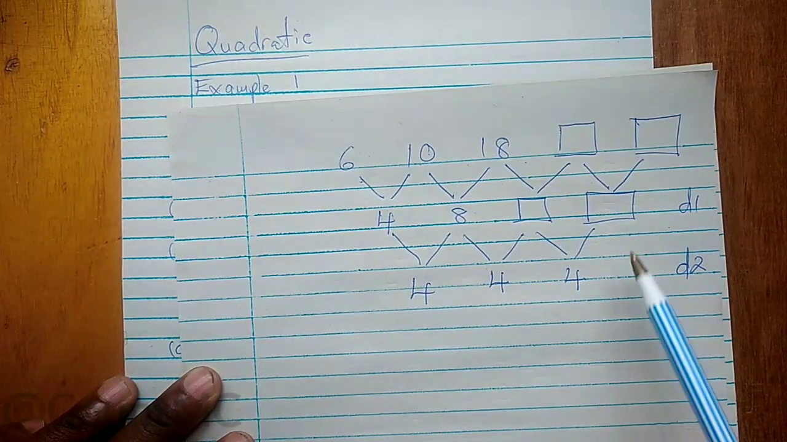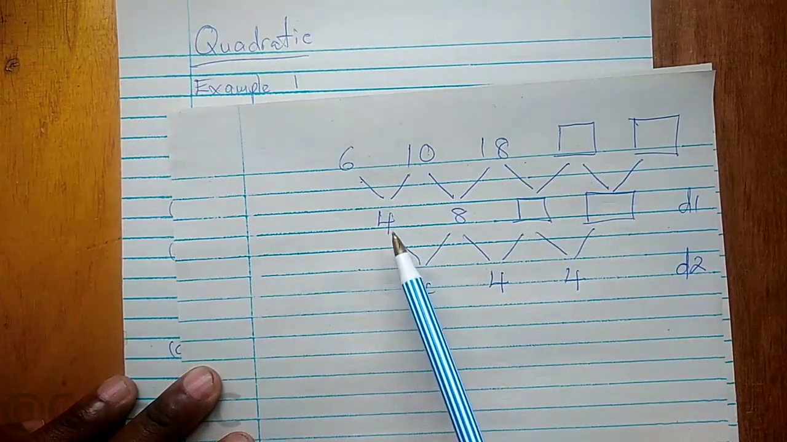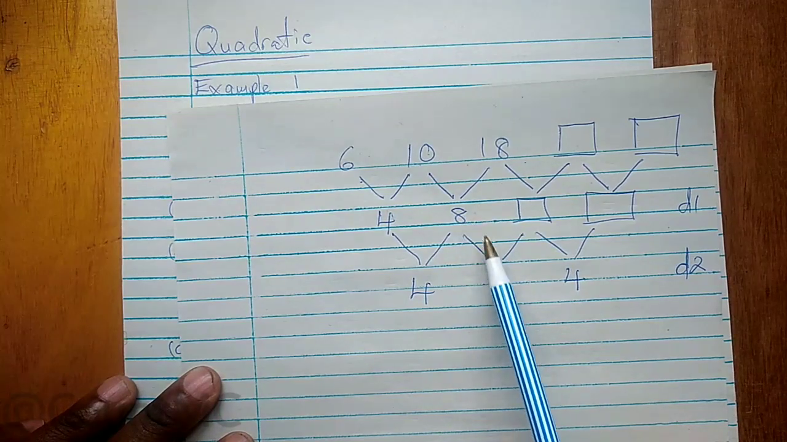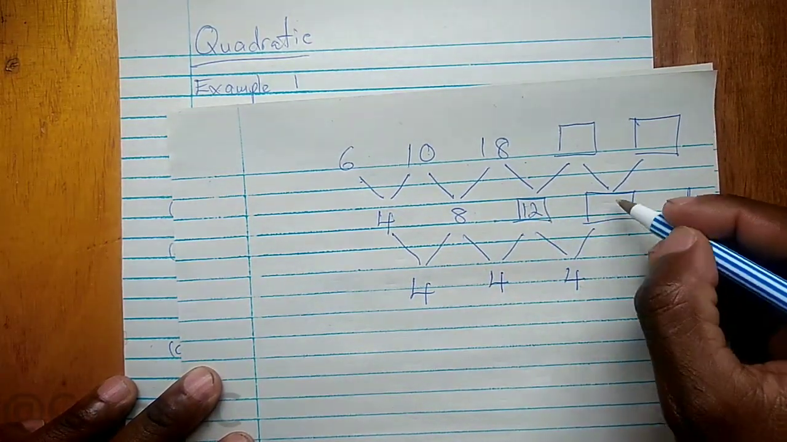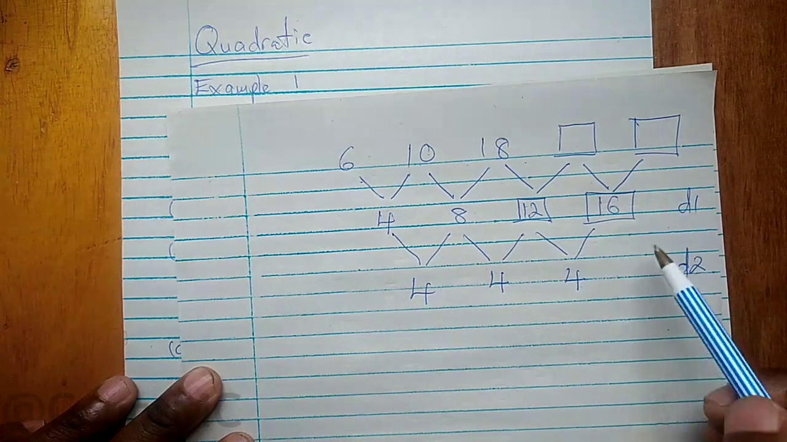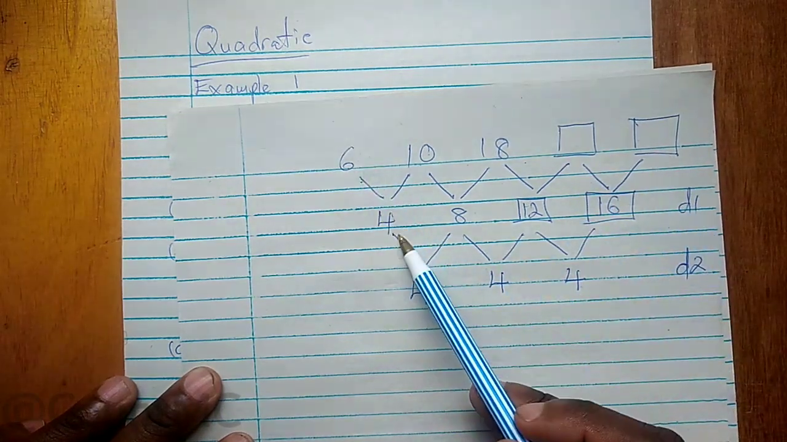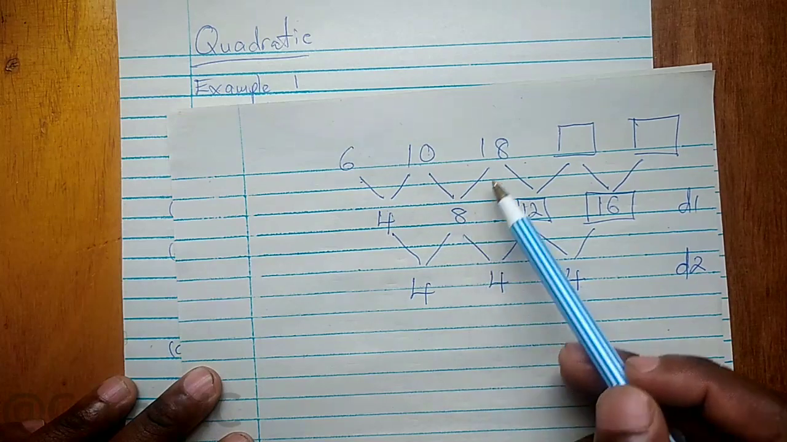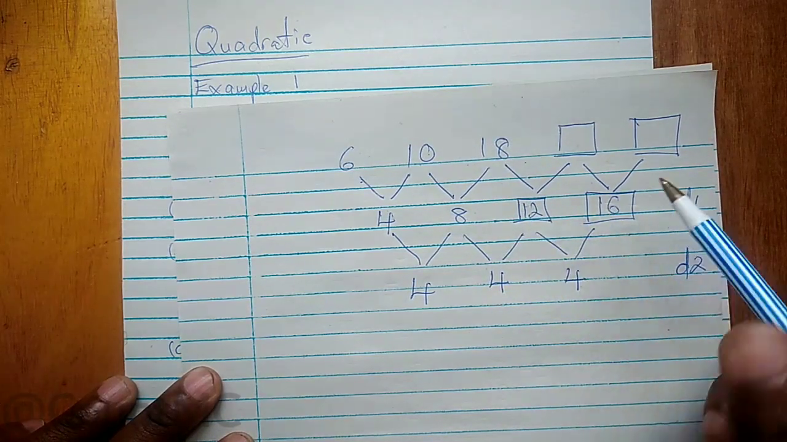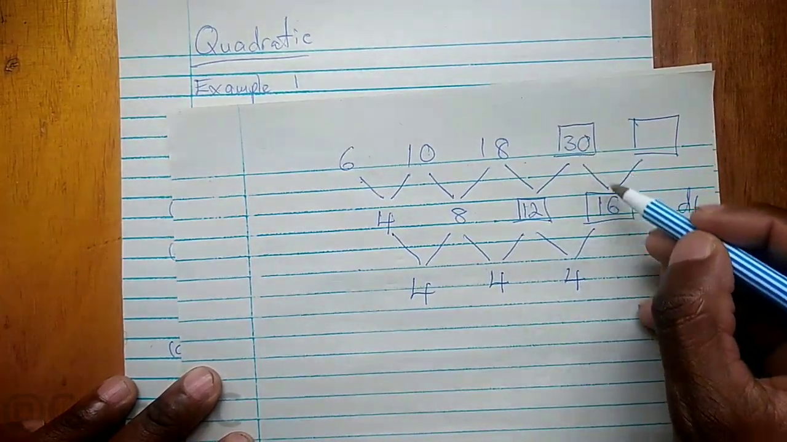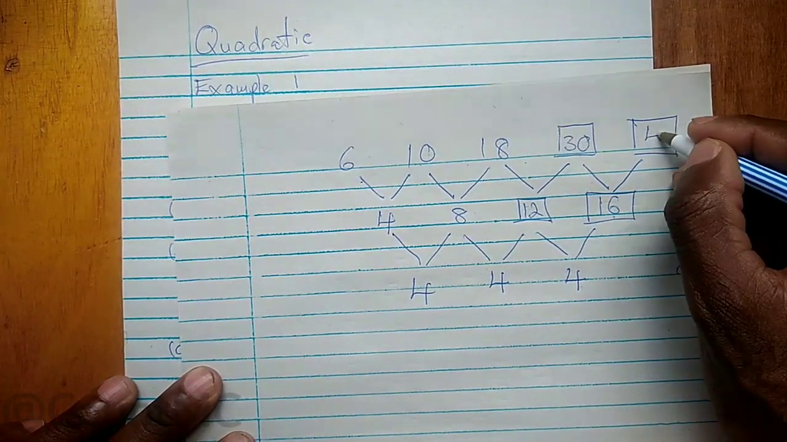Okay, now let us calculate these two. 4 plus 4, you get an 8. 8 plus 4, this is a 12. 12 plus 4, this is a 16. Now let's calculate these two. 6 plus 4, you get a 10. 10 plus 8, you get an 18. 18 plus 12, you get 30. 30 plus 16, you get 46.